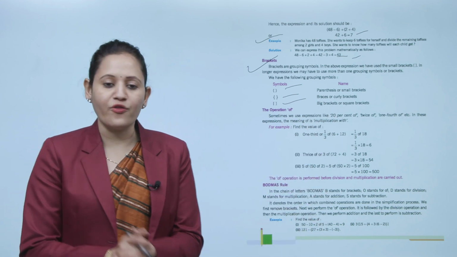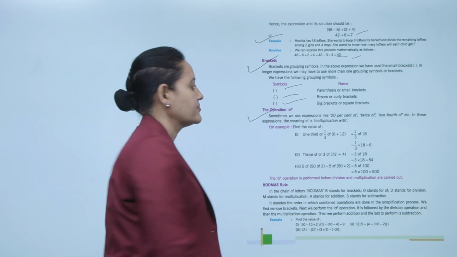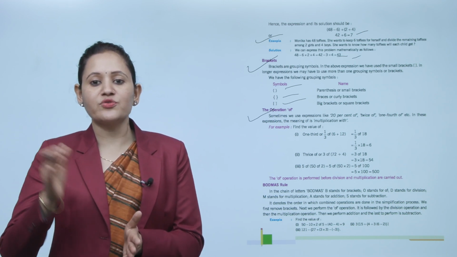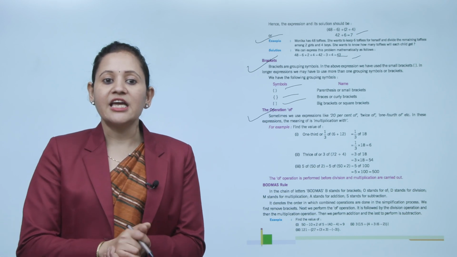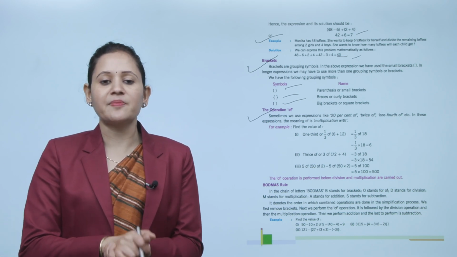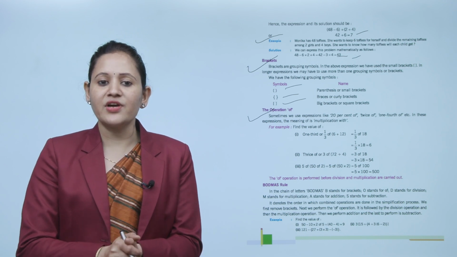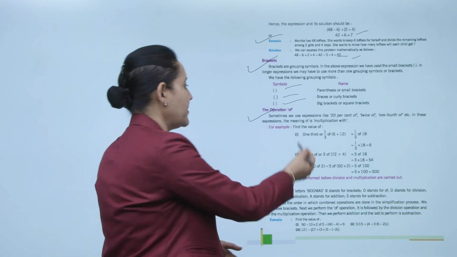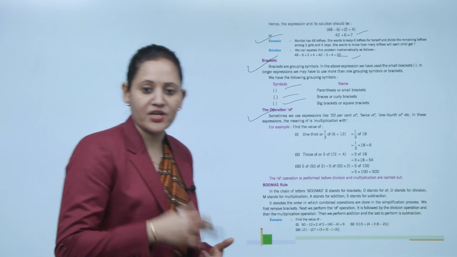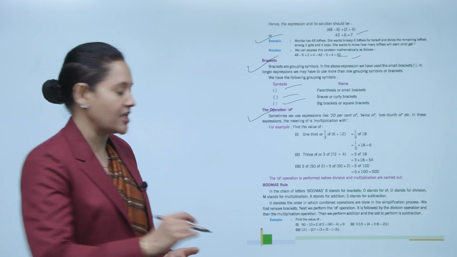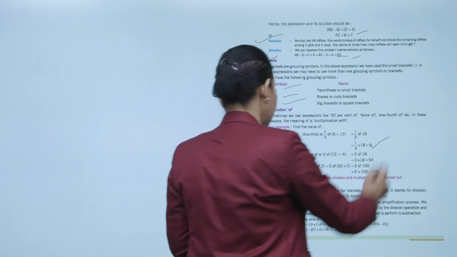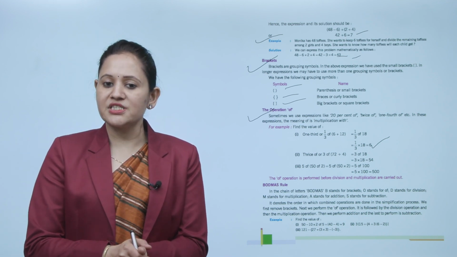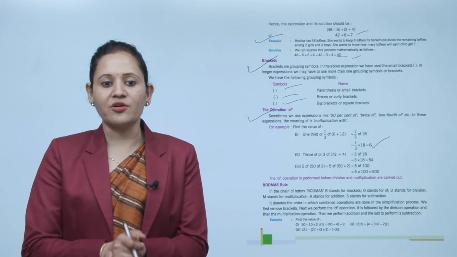Next, the operation of. Sometimes we use expressions like 20% of, twice of, 1/4 of, etc. In these expressions, the meaning is multiplication with. For example, find the value of 1/3 of 6 plus 12. 6 plus 12, that is 18. 1/3 of means 1 by 3 into 18, that is equal to 6. Clear? The OF operation is performed before the division and multiplication are carried out.